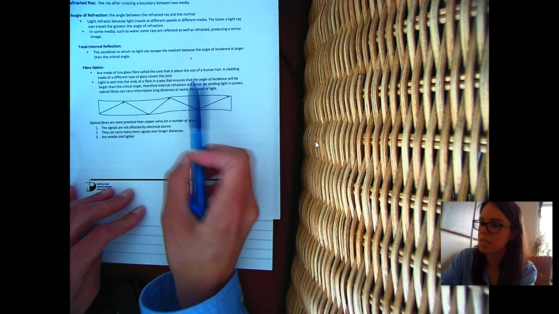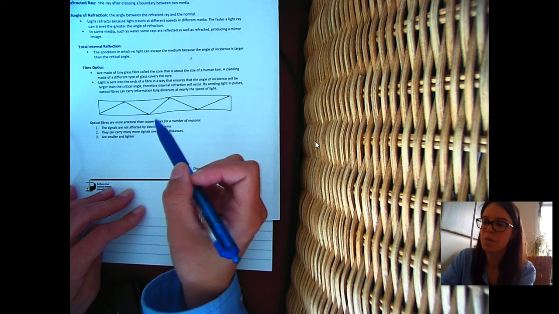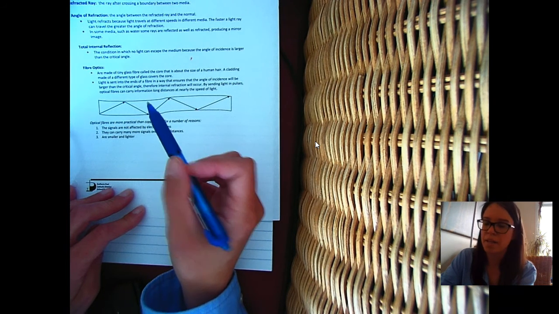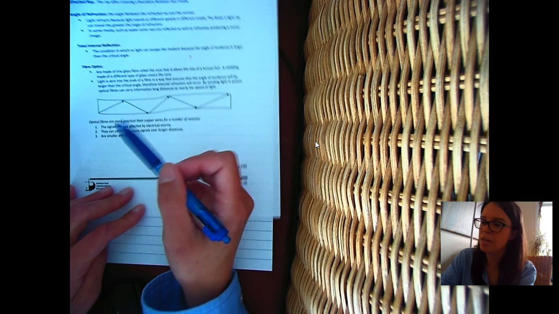It says about the size of a human hair. And then they're cladded with something else, which means something else is put on top, a different type of glass that's a little bit more protective. And it says down here are the advantages.